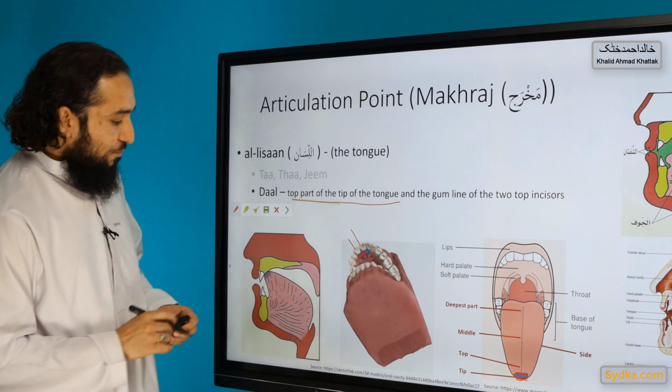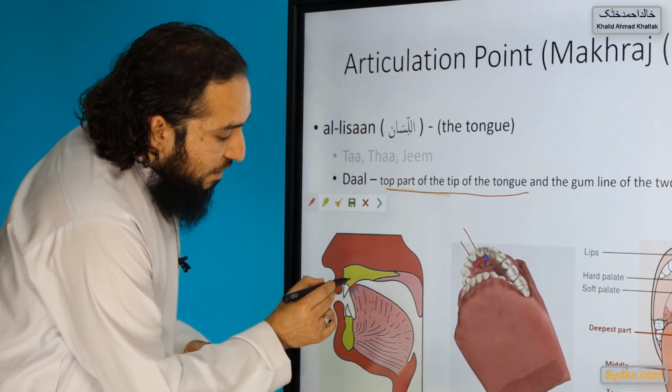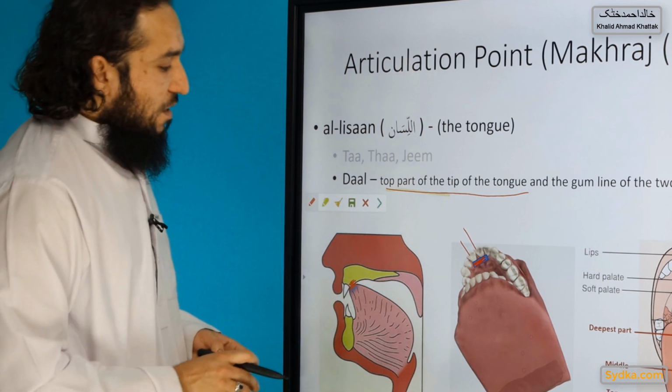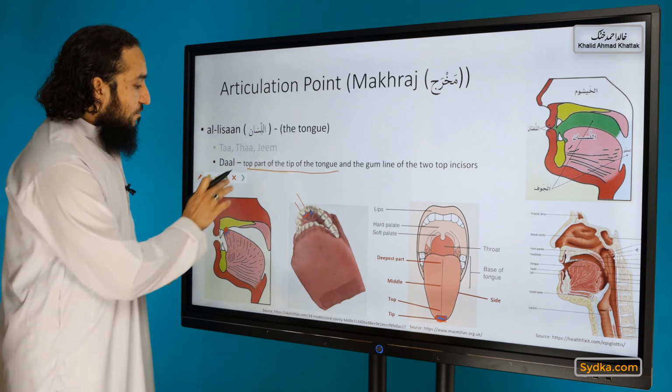You can see in the other diagram, that's the top part of the tip of the tongue, and this is the gum line for the top two incisors. Let me explain this in a 3D model.